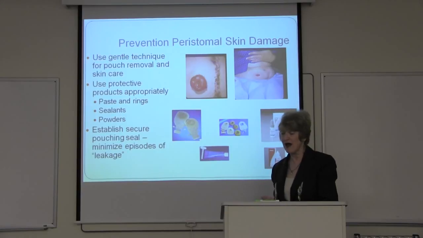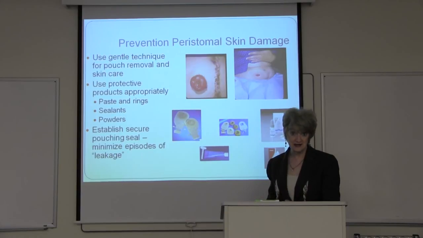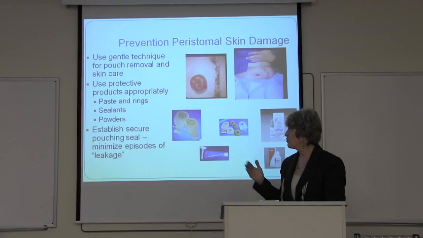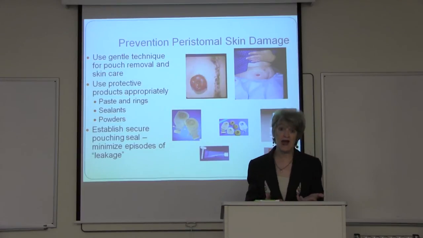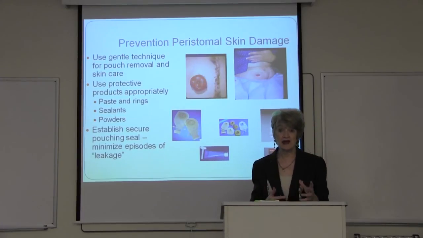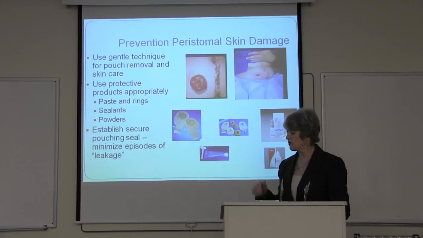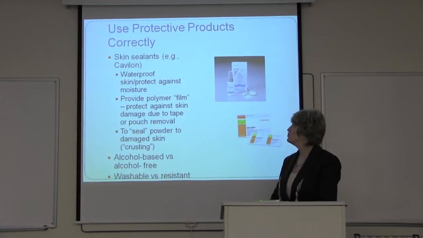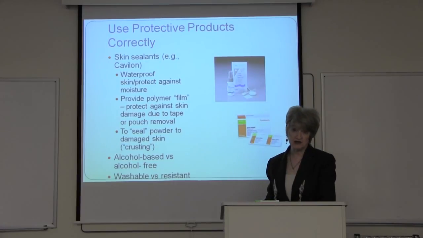So we're going to talk about how to use skin sealants, when to use them, how to use them correctly, when to use your barrier products like rings and paste and strips, how to use those correctly. And then we're going to come back to the importance of establishing a secure pouching system, how we match the pouch to the patient, and how we minimize episodes of leakage. So let's move into appropriate use of protective products.